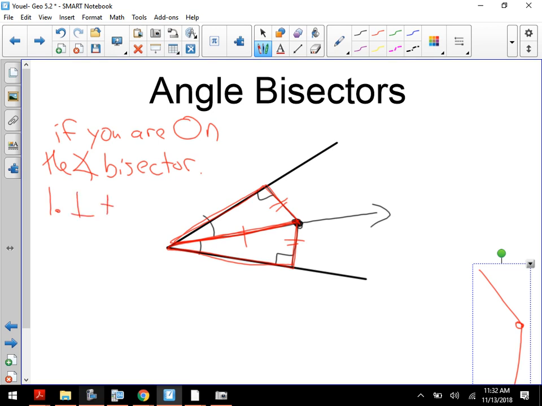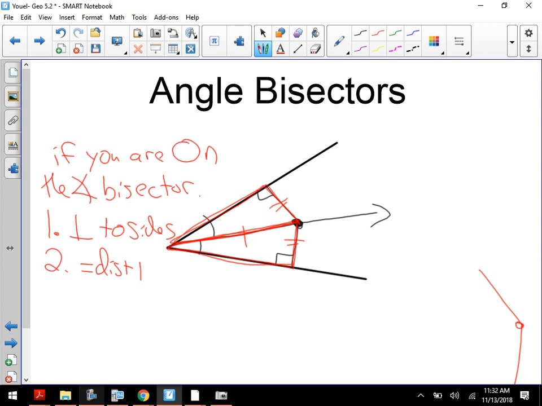If you are perpendicular to the side, and two, you are equidistant to the two sides. Because you can show that the triangles are congruent because of angle, side. Don't worry, you're not doing any proofs in any of this. All we're worried about is how you prove that you're on the angle bisector, but we're going to prove that we are on it because of the algorithm.